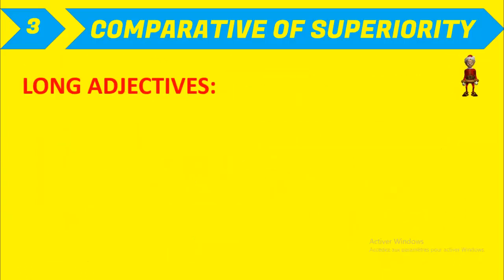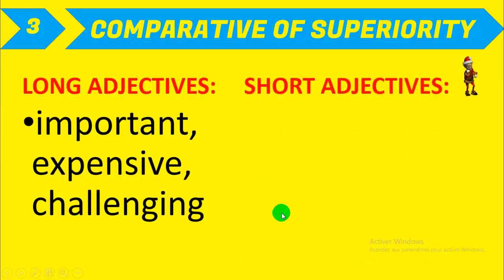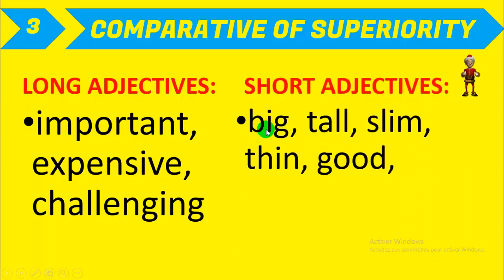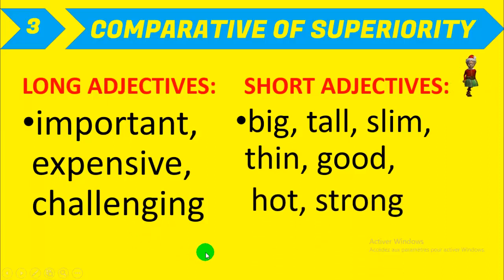In the first comparatives, equality and inferiority, we did not separate adjectives into groups, but in this superiority, we are obliged to divide them into two groups, long adjectives and short adjectives. Here you have important, expensive, challenging as long adjectives. Examples of short adjectives: big, tall, slim, thin, and good. Hot also and strong are short adjectives.